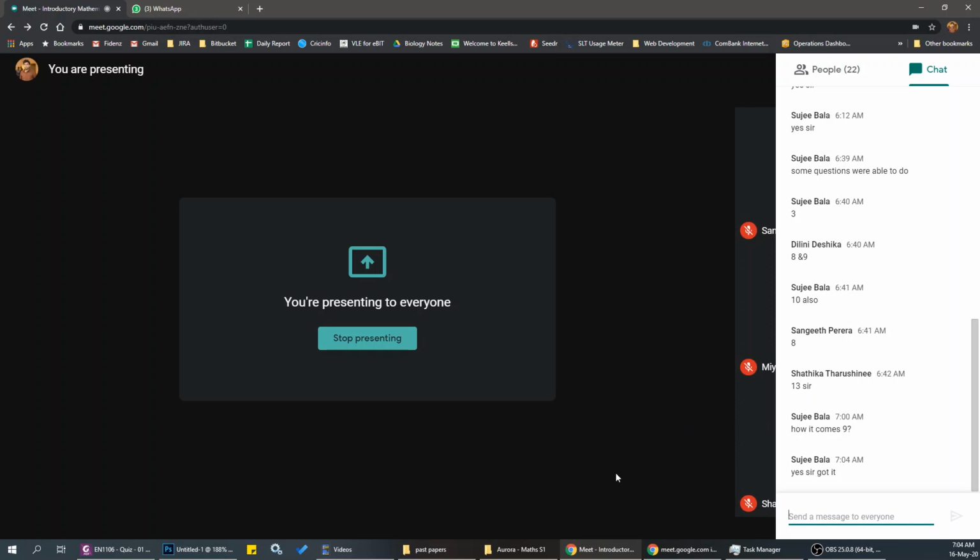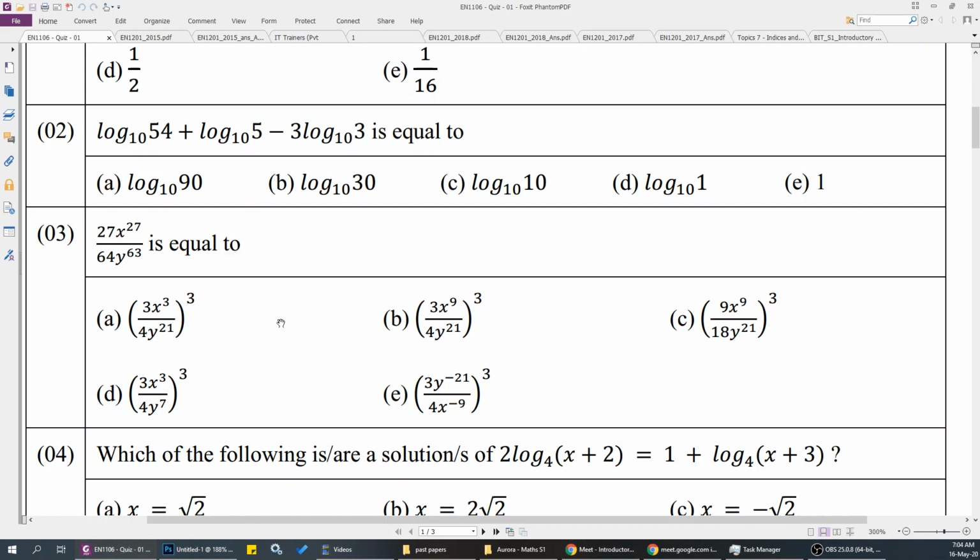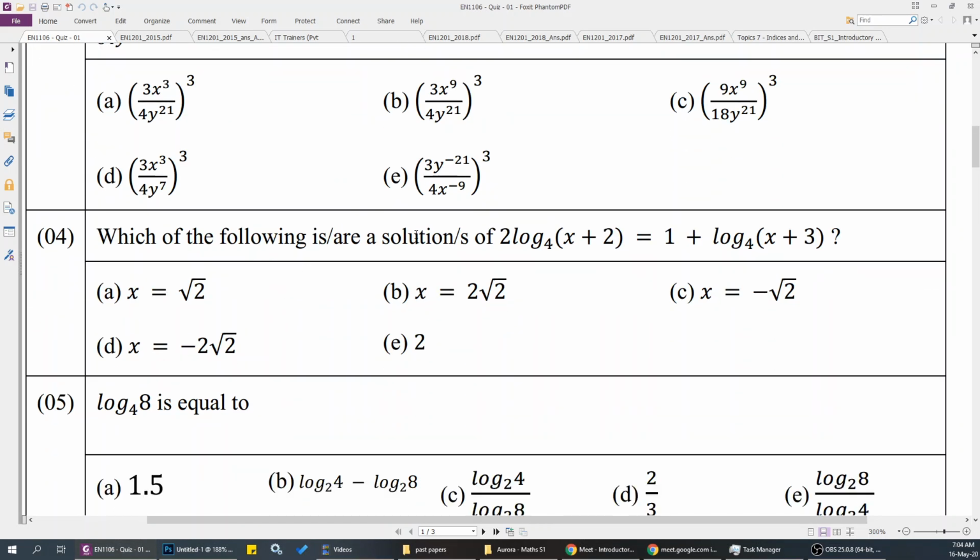Okay, thank you. So that is how we do it, and I'm going to move to the fourth question. Which of the following are the solutions of 2 into log of x plus 2 to the base 4 equals 1 plus log of x plus 3 to the base 4? So this is a question that might take some time for you in the examination, and I'm going to do it now.